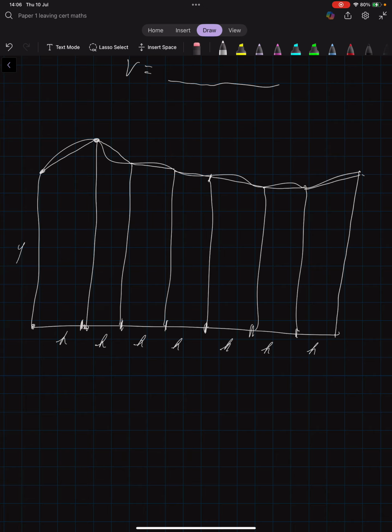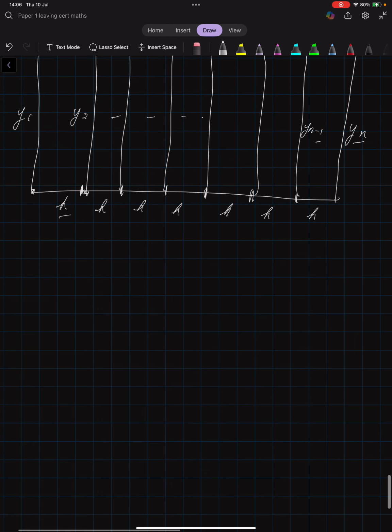Where this is the first height, y1. This is the second height, y2. You keep going all the way up to yn minus 1 and yn. So this is basically just, you say that there's n of them. So obviously the smaller h is, the more little sections you're going to have. Okay?